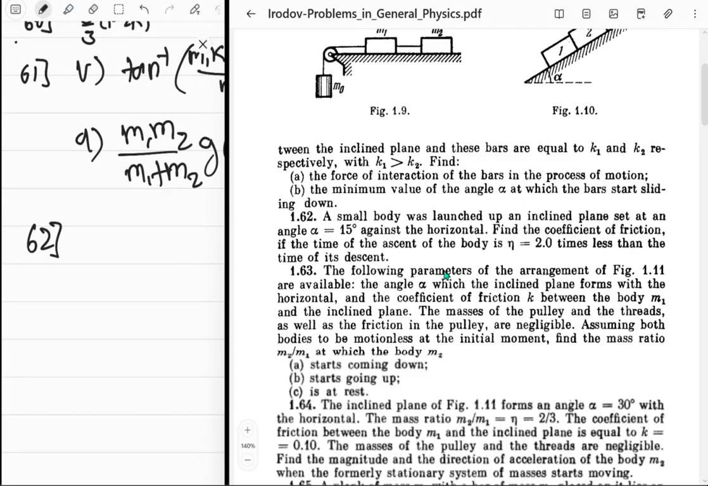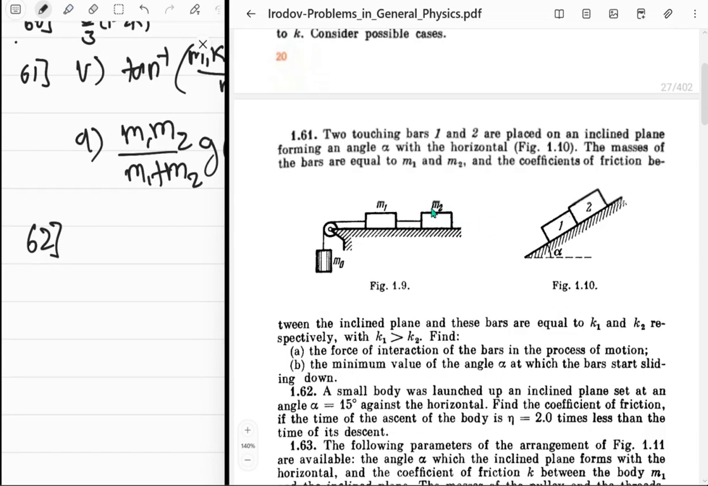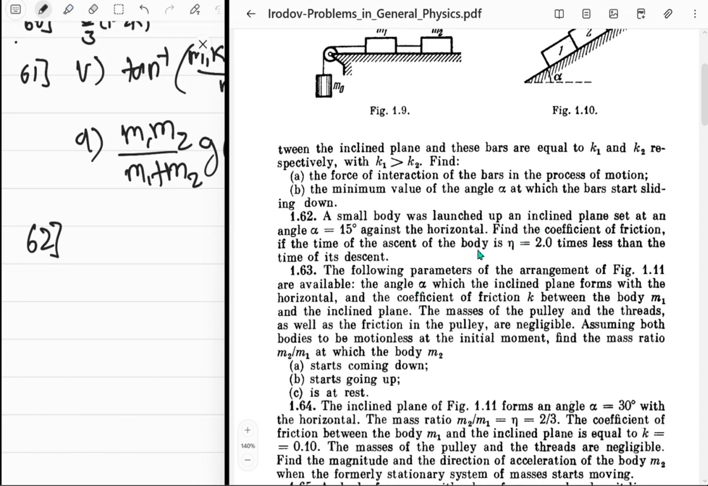A small body was launched up an inclined plane set at an angle of 15 degrees against the horizontal. Did they give us any values? No. Okay. Find the coefficient of friction if the time of the ascent of the body is this much times the time of the descent. Oh yeah. Okay, I understand this. So it's moving. That means kinetic friction.